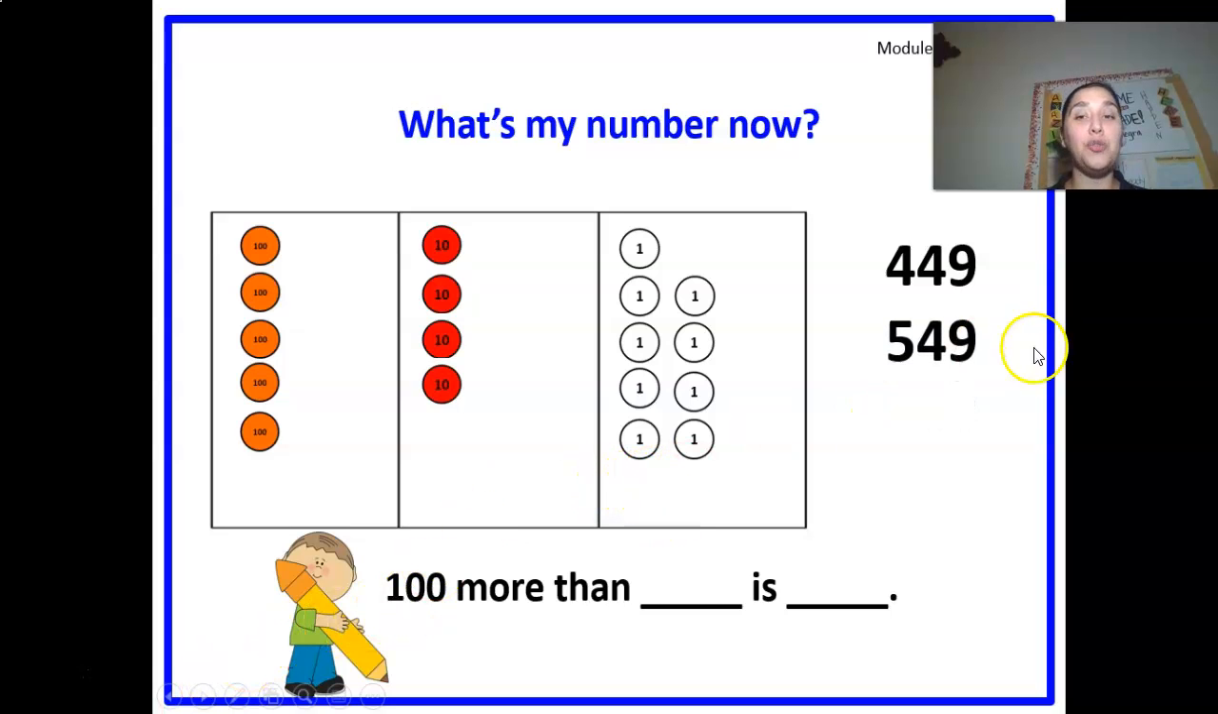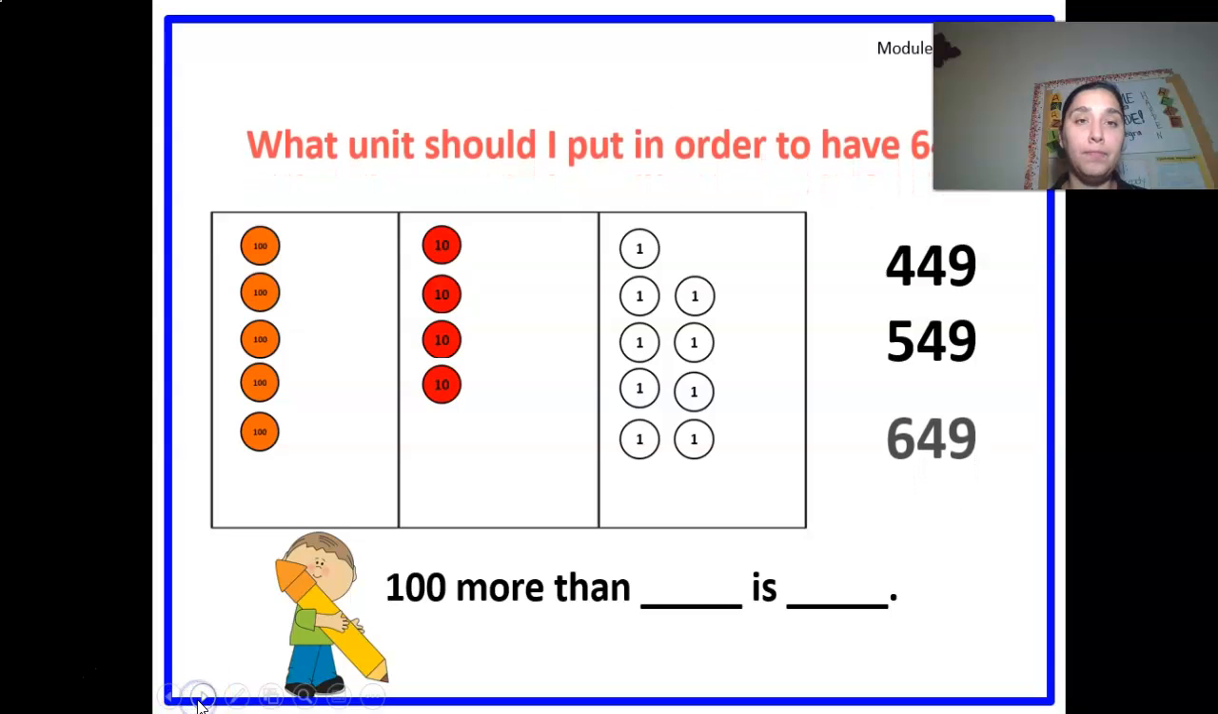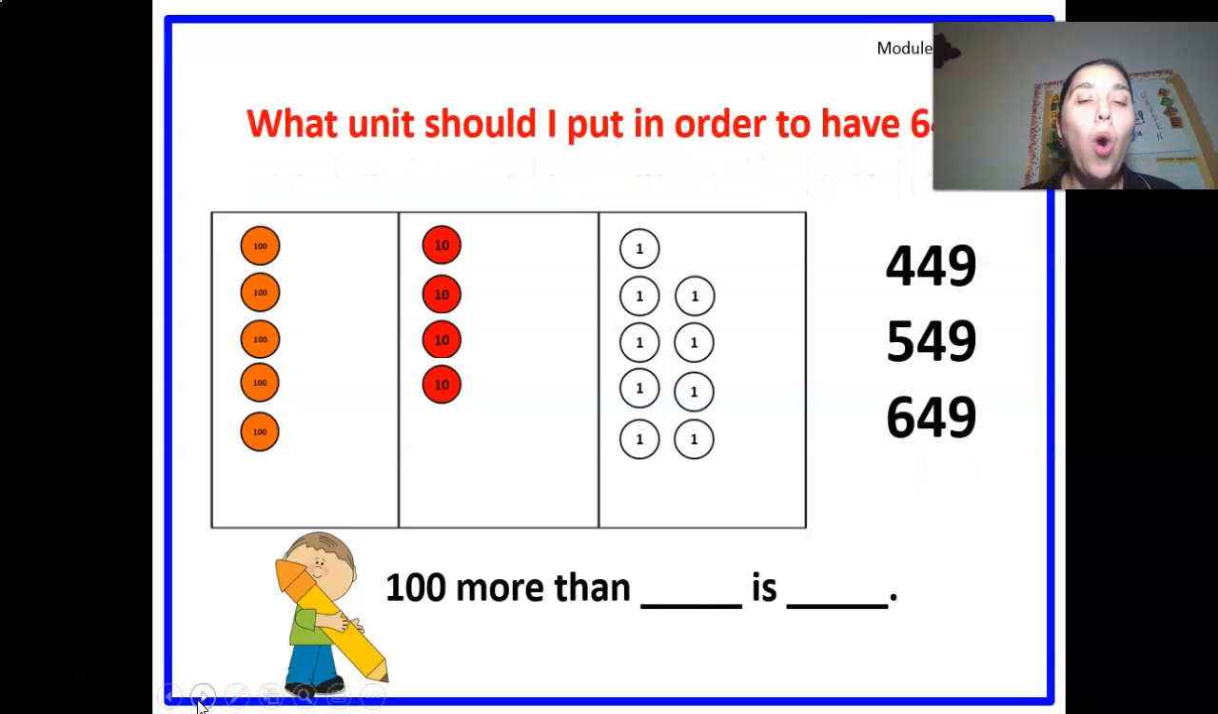Yes, 549. Look, 100, 200, 300, 400, 500. And 100 more than 449 is 549. What unit should I add in order to have 649? Get ready. Yes, 100.